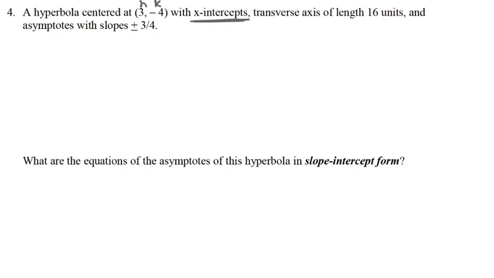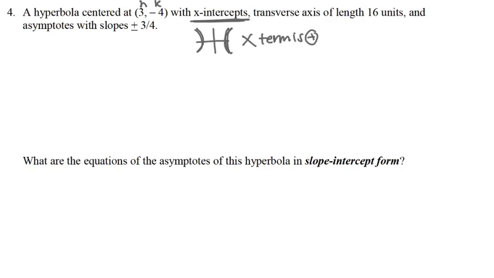If we think about it, a hyperbola has x-intercepts when it's opening left and right. If we had a hyperbola facing up and down, we might not necessarily touch the x-axis. So I know that our hyperbola opens left and right. That means the x term is positive. I'm going to make a note there.